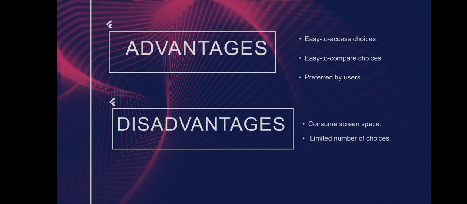And the next is advantages and disadvantages. These selection controls are very easy to use for the users, and they are mostly preferred by the users, and it is very easy to compare the choices. There are only a few disadvantages. It consumes screen space. Next, we can give only a limited number of choices, not a very large number of choices, because it would take more space, so that becomes a big disadvantage. So these are some advantages and disadvantages.